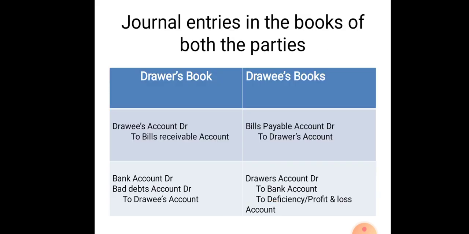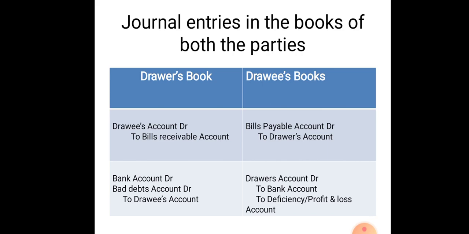In such a case, the journal entries in the books of the drawer would be like this. Drawee's account debit to bills receivable account with the amount which has to be received from the drawee. And in the books of the drawee, entry would be bills receivable account debit to drawer's account. And the second entry would be bank account debit. So whatever the amount has been recovered will be transferred to bank account, and bad debts account debit to drawee's account. So whatever amount is unrecovered will be transferred to bad debts account.